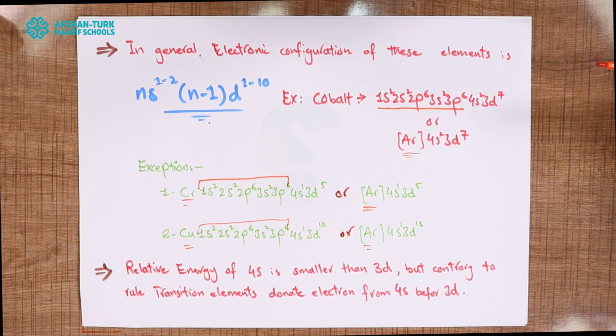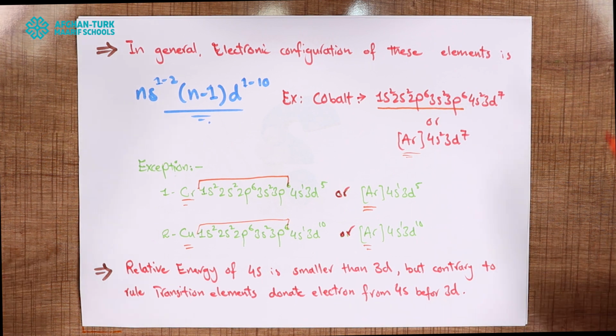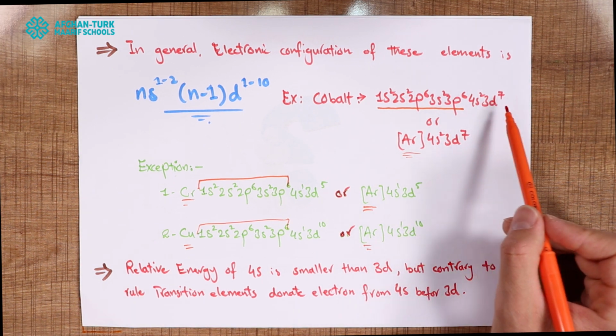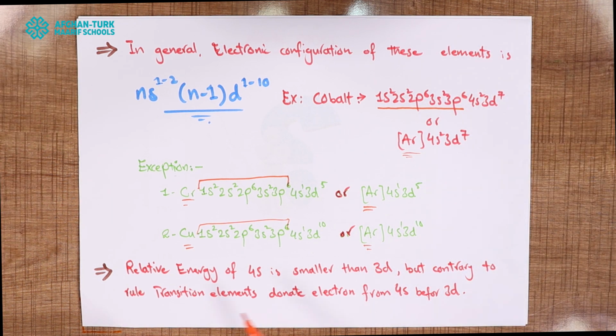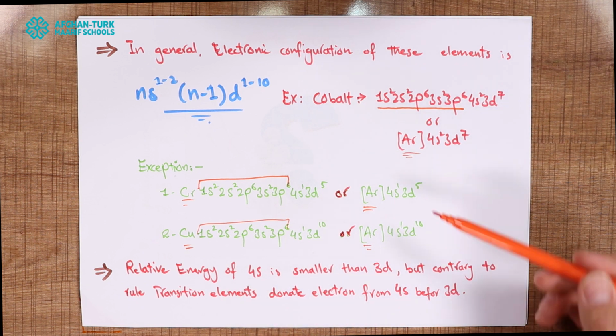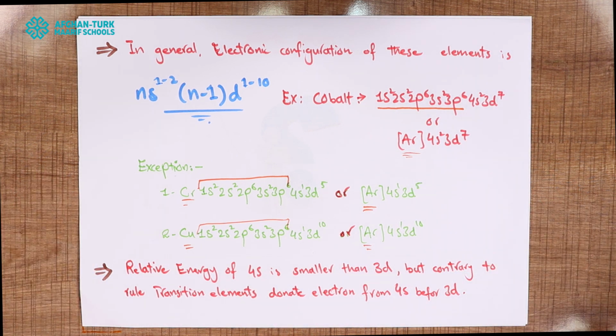Okay, when it comes to the chemical reaction, what happens with the transition elements? Do they lose electrons or donate electrons from the 4s orbital or the 3d orbital, if we are talking about cobalt? Let me study this. Relative energy of 4s is smaller than 3d. We know that. That's why 4s has to fill first, then the 3d. But these are exceptions. We are not talking about the exceptions. But contrary to the rule, transition elements donate electrons from 4s before 3d.